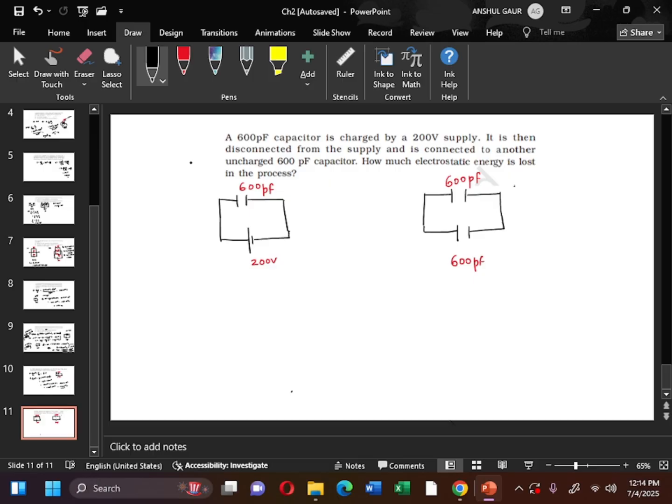Now let us calculate the energy in the first case. Then we calculate the energy in the second case. Then we subtract the final energy from the initial energy. So let us calculate the stored energy in the first case.